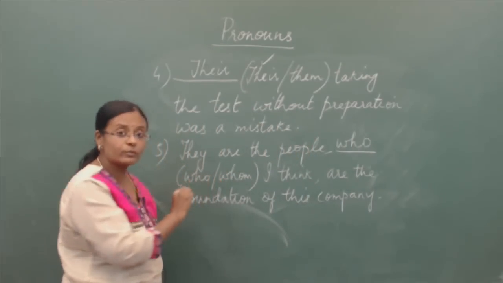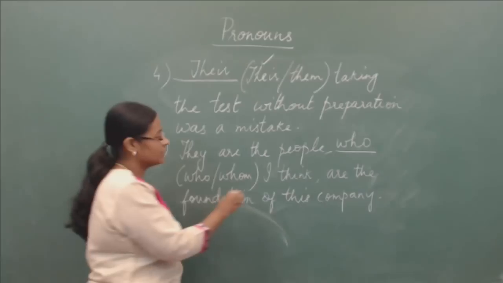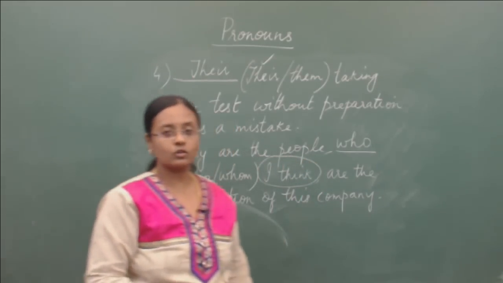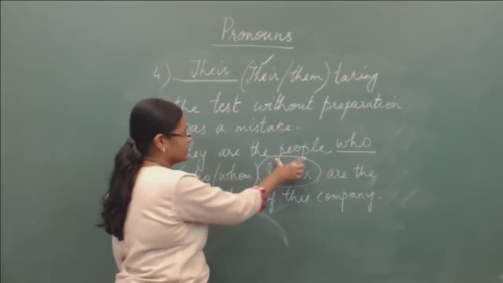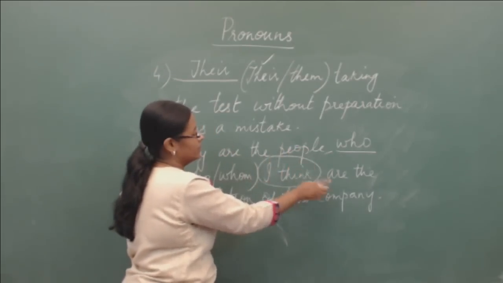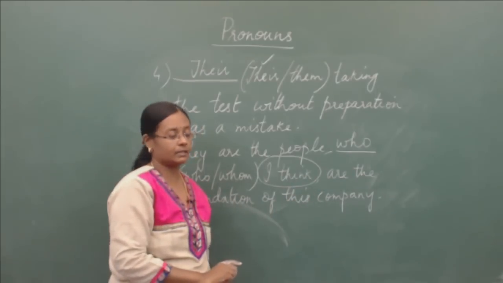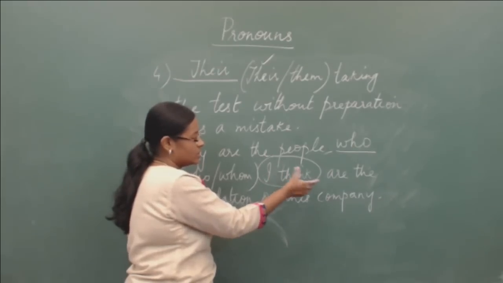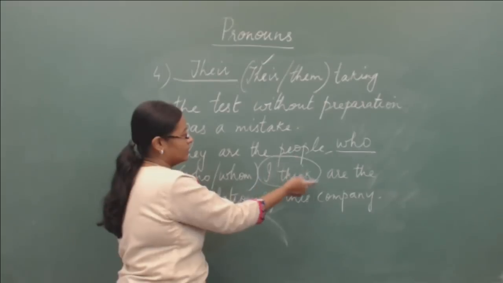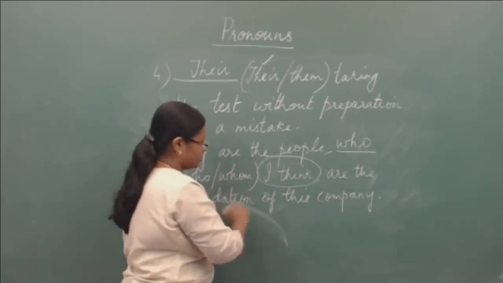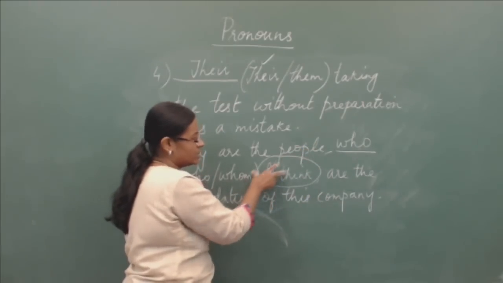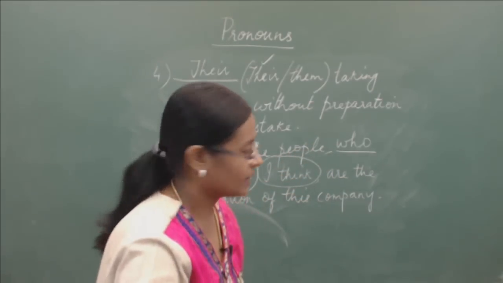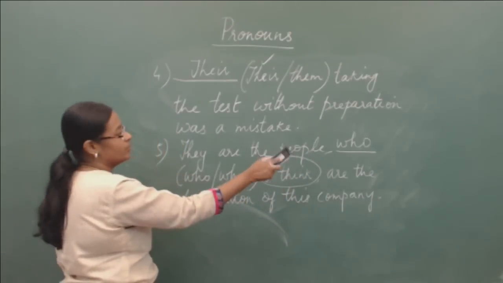Though whom seems to be right, it is not. Here, this is the one that was the cause of your confusion. So just forget this. Then say they are the people who are the foundation of this company. So this may be misleading here. I think, he says, she said. They are the people who, she said, are the foundation of this company. Now if you omit this, then you will be able to find out the right answer. Normal relative pronoun in the nominative case here.